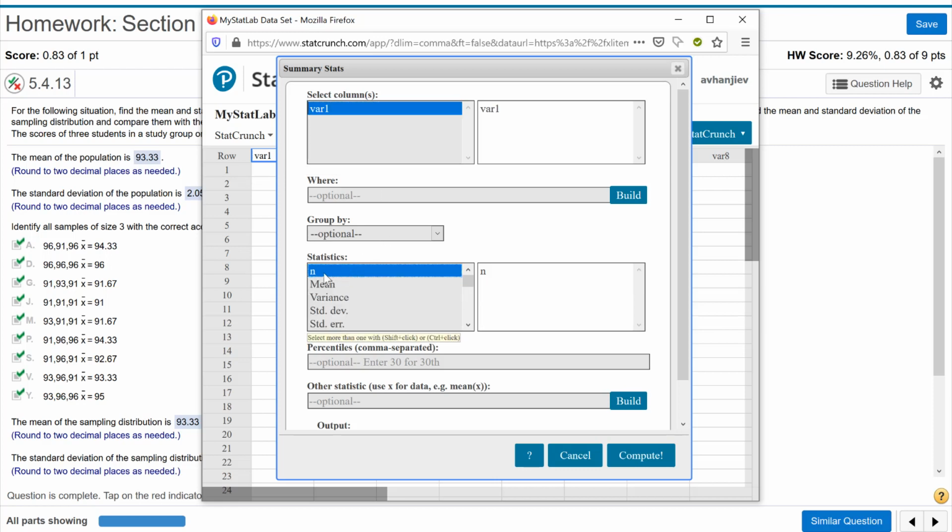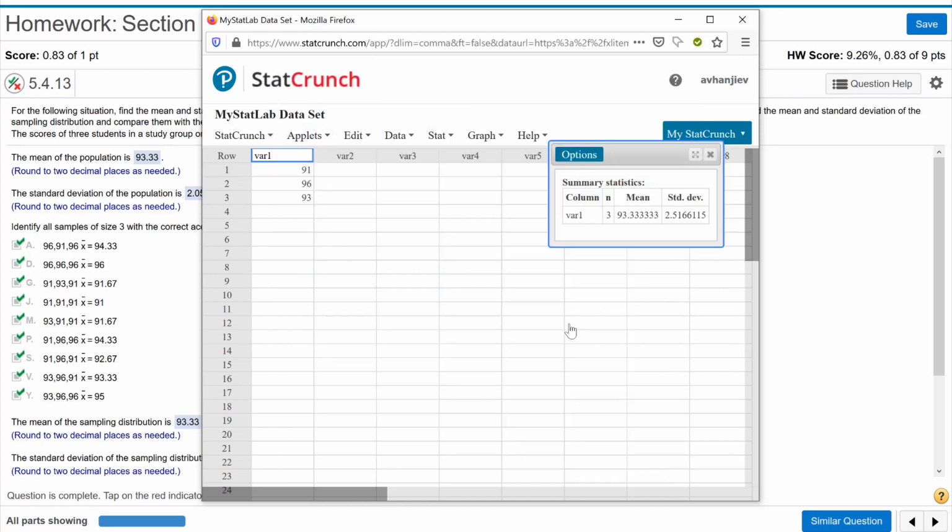And we want to know, hey, this would be good. Let's find out the number that we're using, and you have to hold down the control key on your laptop, and then you want to go the mean, and we want to go standard deviation, and, okay, I'll save it for you. Let's click compute.